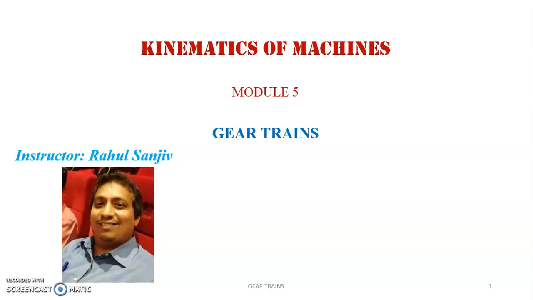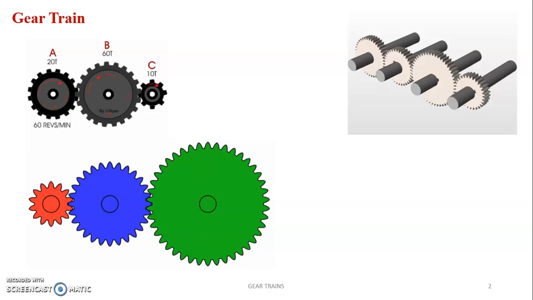Today in kinematics of machines, we will be studying module 5, which is gear trains. You know that in any industrial application, power has to be transmitted from one shaft to the other, from say, one shaft to the last shaft. To do that, we can make use of belt drives or gears.